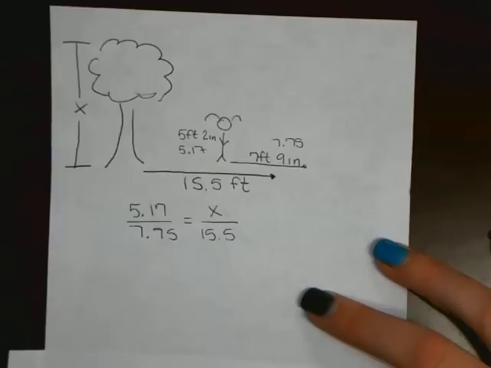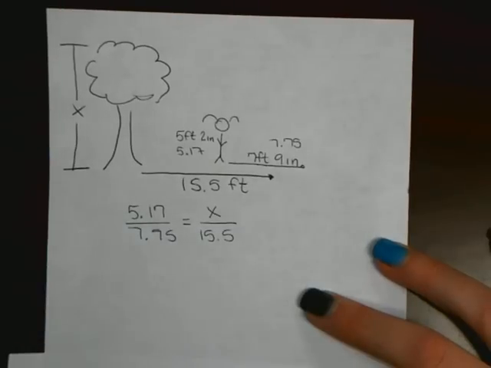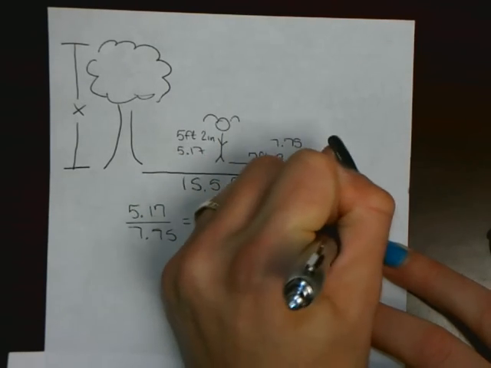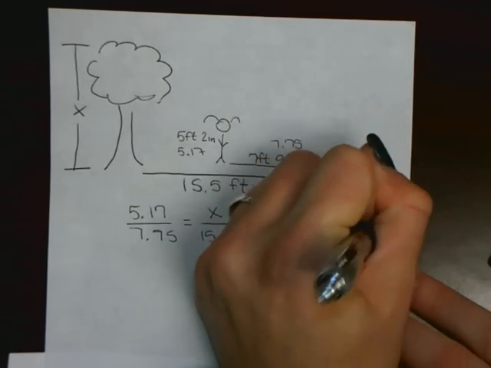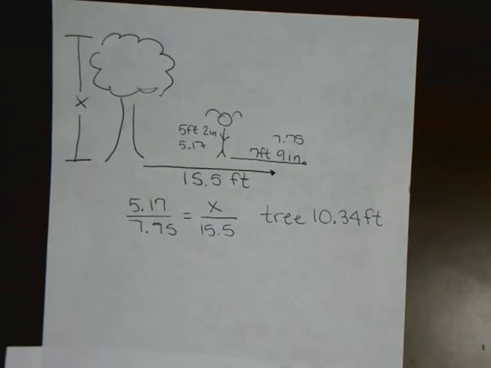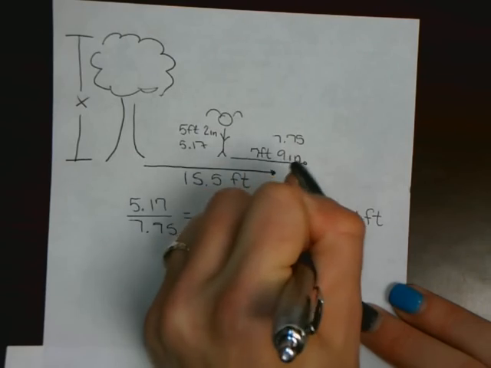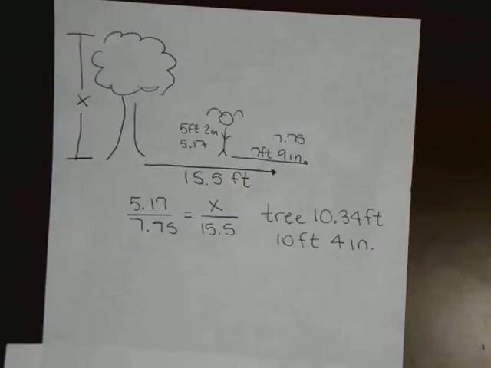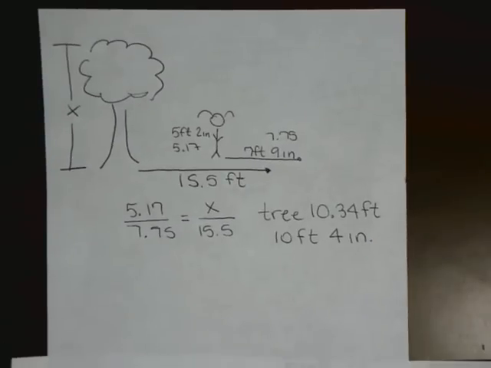So I have my height over my shadow is proportional to the tree's height over the tree's shadow. And again, just like we've been doing in class, just like I did on the previous problem, solve your proportion with multiplication, then divide, and I have a tree's height of 10 feet and 30, which is 10 feet and 4 inches. And again, we will talk about those conversions in class.